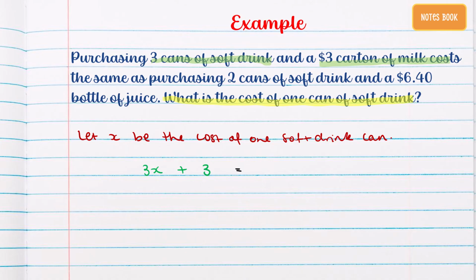Now, if I look at the right-hand side, I've got 2 cans of soft drink and a $6.40 bottle of juice. That bottle of juice is always going to be $6.40. So that means I've got 2x plus 6.40.